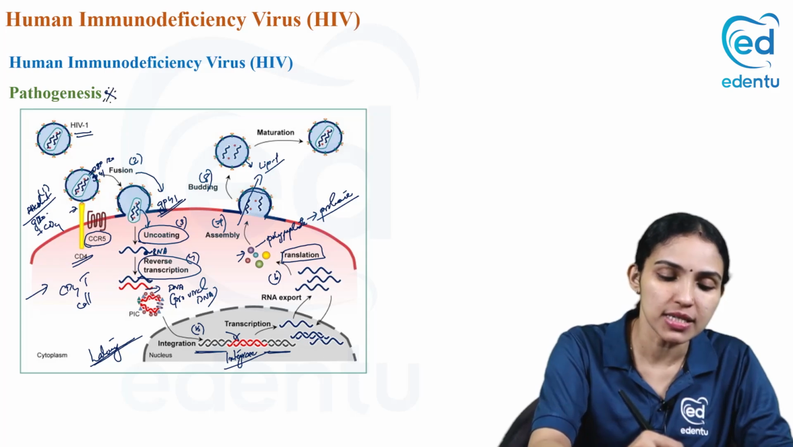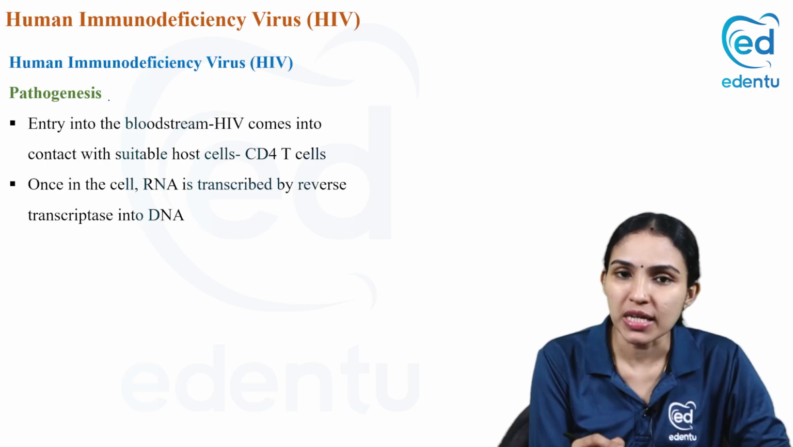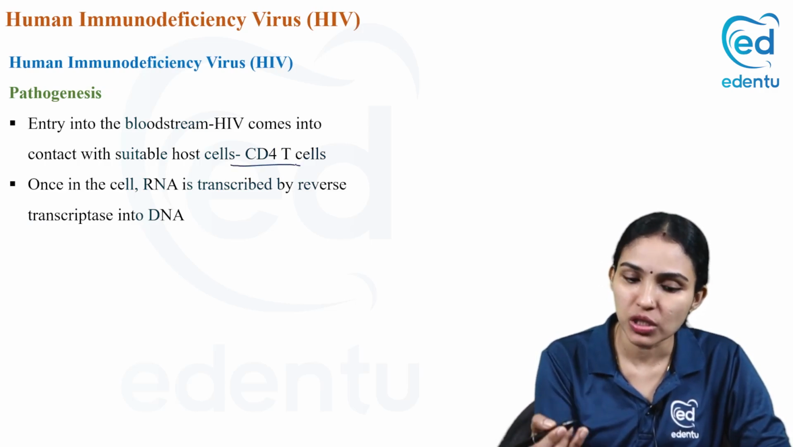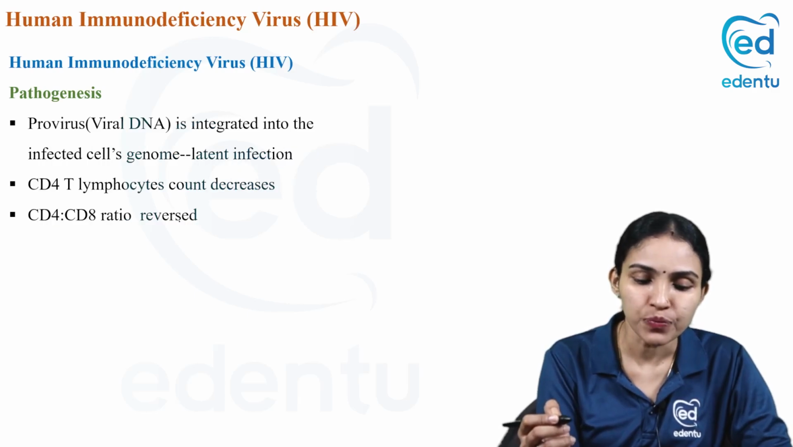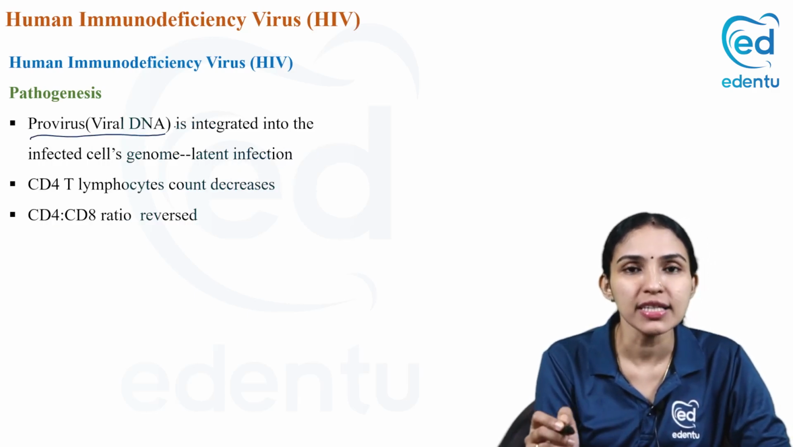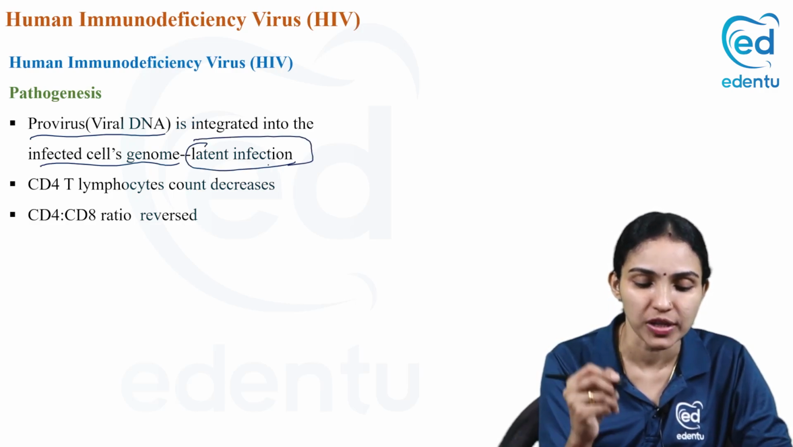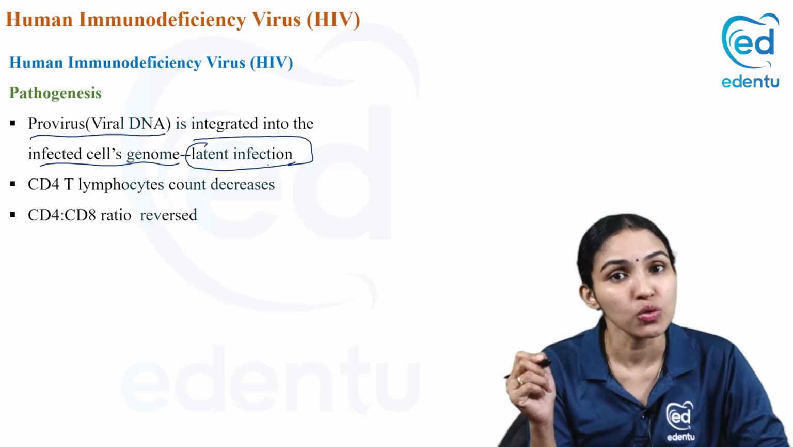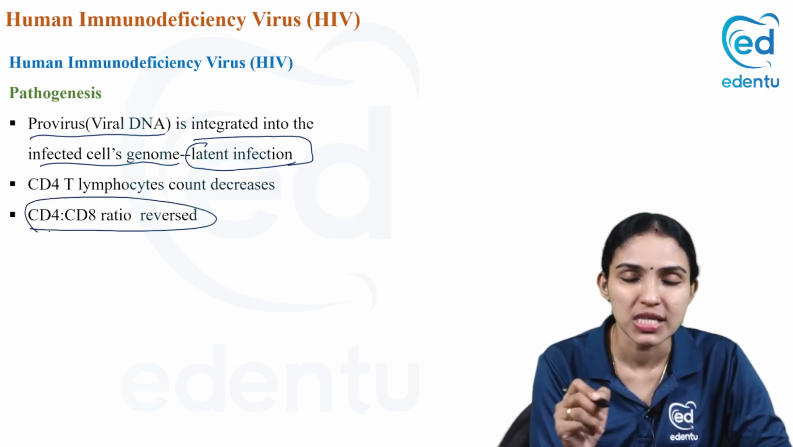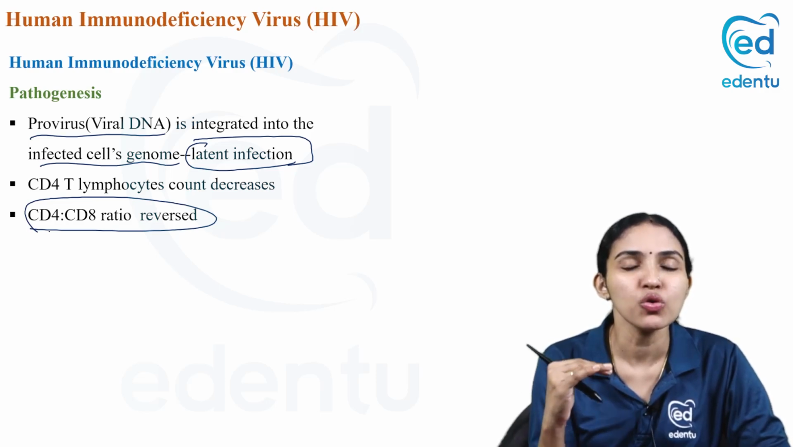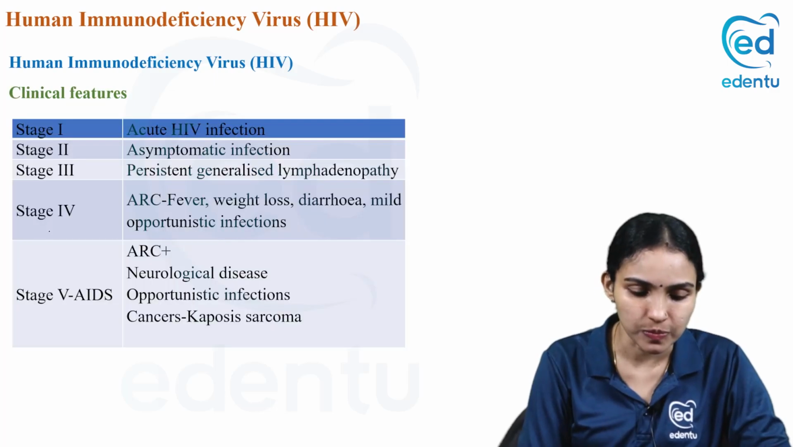This can be asked. If pathogenesis is asked, you may have to write all these things. So entry into the bloodstream, HIV comes into contact with CD4 T cells. We have seen all these things. RNA is transcribed by reverse transcriptase into DNA. So the provirus or proviral DNA will get integrated into the infected cell's genome, which leads to latent infection. The CD4 T lymphocyte count decreases as the infection progresses, and you can see a reversal of the CD4-CD8 ratio. Normally, CD4 is more than CD8, but when HIV infection occurs, the ratio will be reversed.